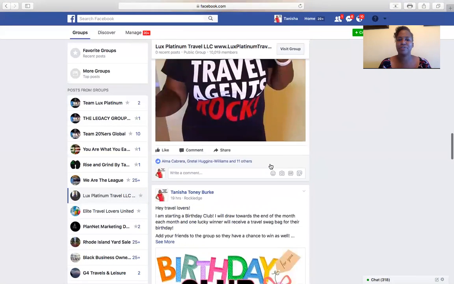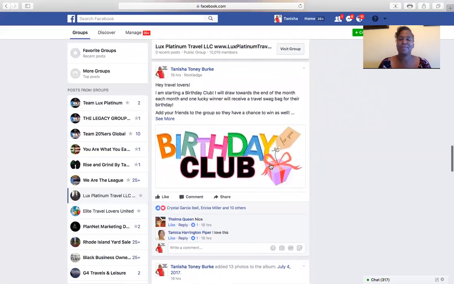And then you have a picture of me holding a passport. Here is another idea that I absolutely stole from my business partner, Lynn. She started a birthday club in her travel group. Again, something fun to make your followers engage with you.